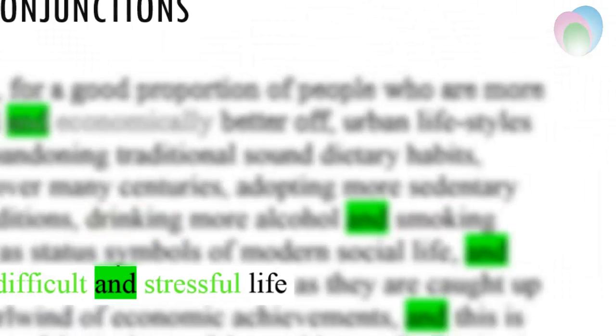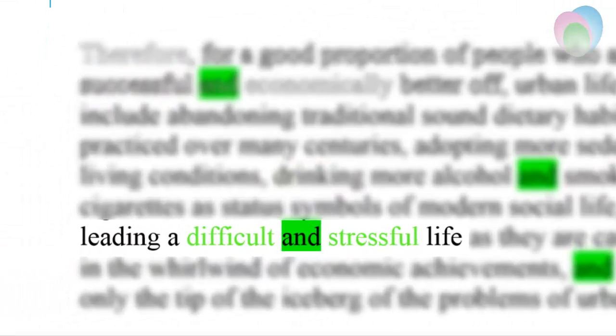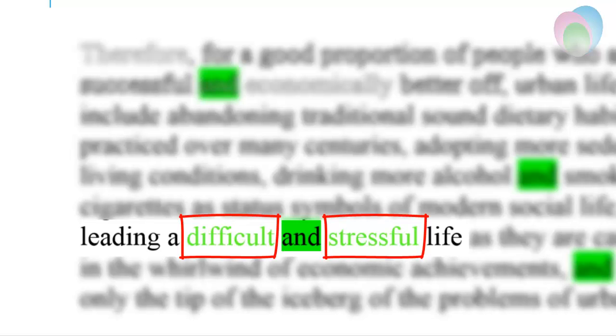Moving on to the next conjunction, we see that the word and is followed by the word stressful. Stressful is an adjective. The word before and is difficult, which is also an adjective. So similar to the first conjunction in this sentence, we have a small conjunction that is connecting 2 adjectives, difficult and stressful, to each other.